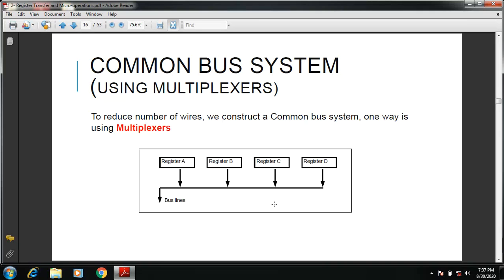Here in the common bus system, by using multiplexers, we construct one circuit for transferring information, that is register to bus. Here there are four registers: register A, register B, register C, and register D. But only one bus line is there for interconnecting all of them. In other words, it communicates with all the registers. Only one bus communicates with all the registers. Okay, so this is the common bus system.